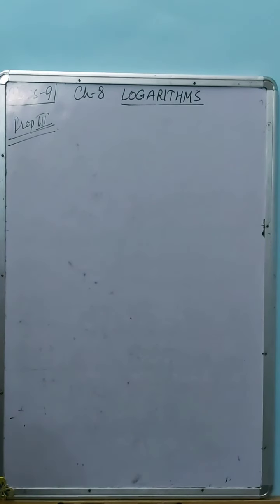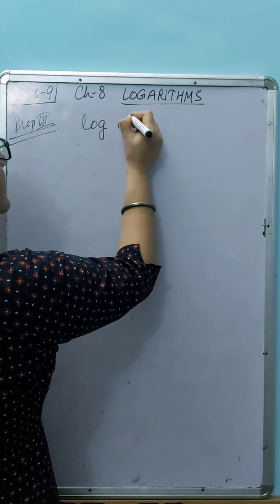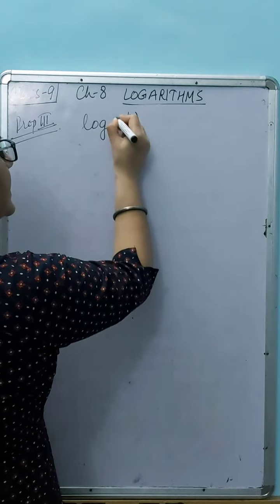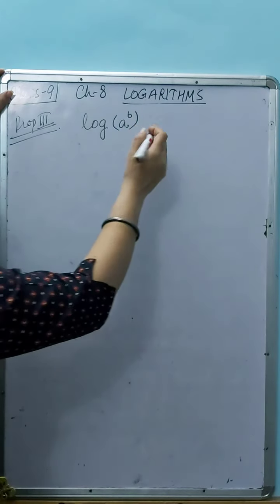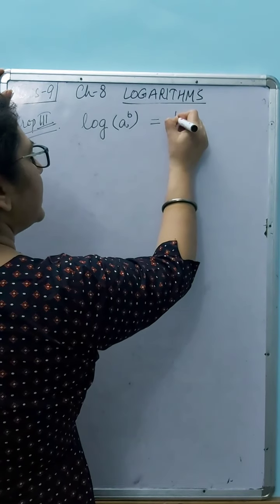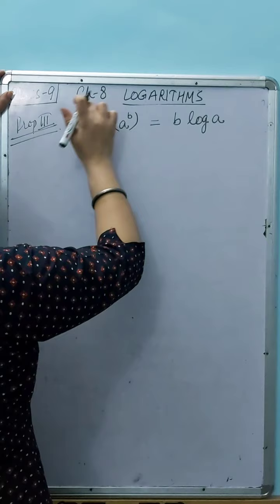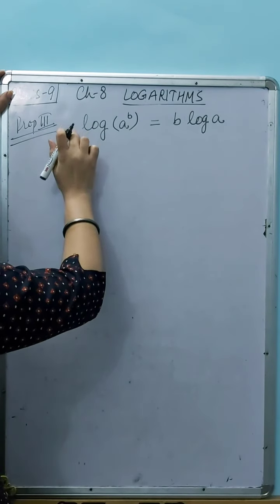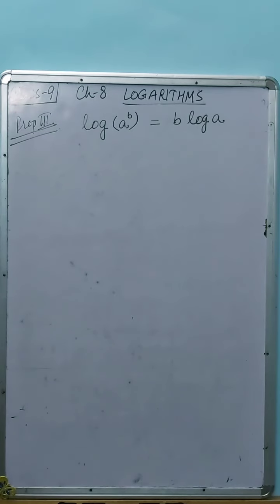Third property, log A raised to the power B but in bracket. Here A raised to power B is in bracket. It is equal to B log A. This power moves to the front side of log. This is known as the power rule. Log A raised to power B is B log A.